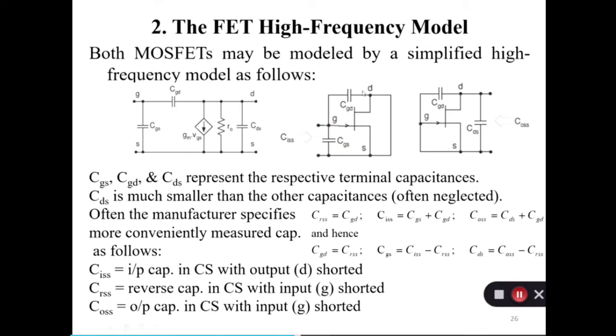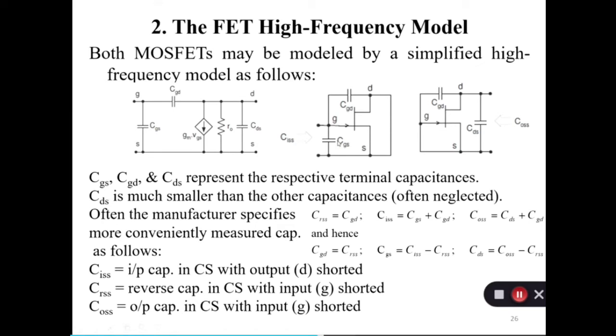See this section now, CISS. It says input capacitance looking from the input side. This is the input side, and looking from gate to source, this is CGS. So you draw another circuit as it is, common source with output shorted. The output is this one; short circuit this one, which means this terminal is connected to ground, or you can draw the circuit like this.